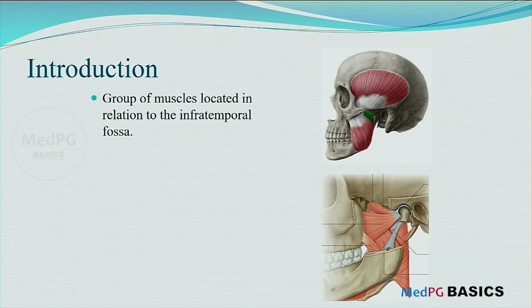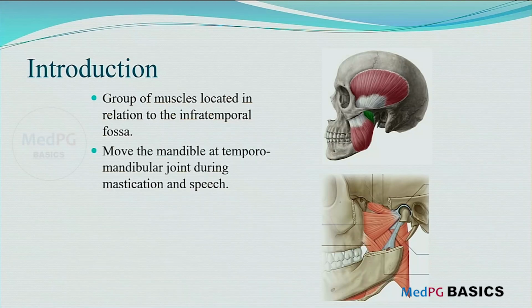Remember, these are the groups of muscles located in the head and neck region in relation to the infratemporal fossa. All these muscles act together on the mandible at the temporomandibular joint, especially during the process of mastication as well as the process of speech.